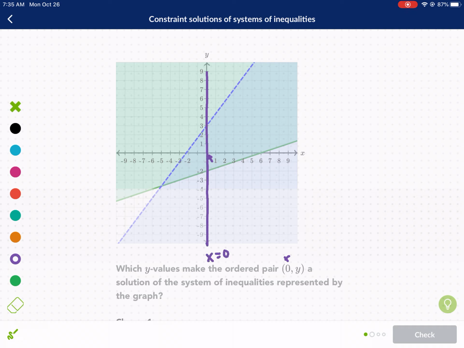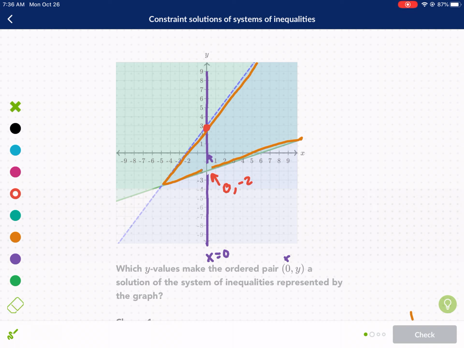But now we need to find the y value that makes this true. Well, let's look at the solution. The solution is this area right here where there's overlap. So the y value crosses that line, x equals 0, and the solution at those two places that I marked in red. Now, this point right here is the point (0, -2). Let's take a look at it. It's a solid line.